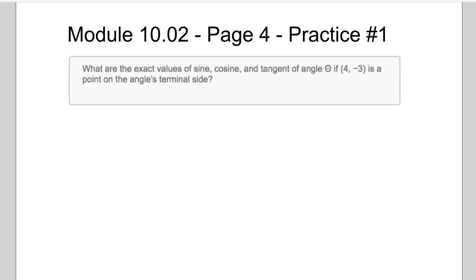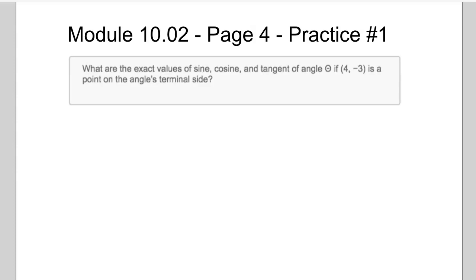Mrs. Larson is here. We are going to go over Module 10.02 in Algebra 2. This is on page 4. There are 4 practice problems we're going to go over together. So if you have done these, great. You can at least get a little bit more clarification with the explanations.